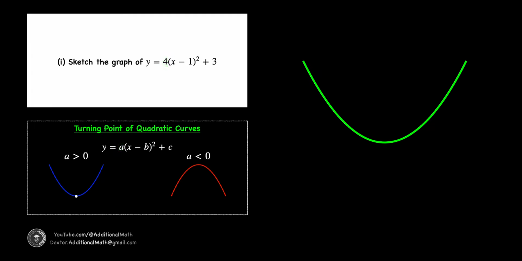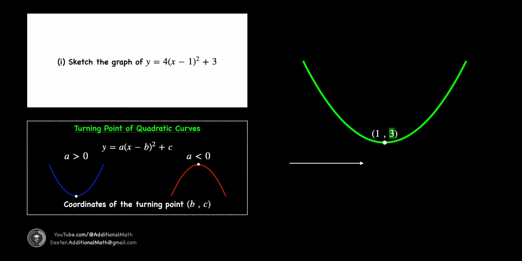The turning point of a quadratic curve will have the coordinates (b, c) from the completed square form. This has something to do with the square of the quadratic function. When x takes the value of b, the square of it will be 0 and y will be equivalent to c, the maximum or minimum value of the quadratic function. Thus, the minimum point of our curve is found to be (1, 3).